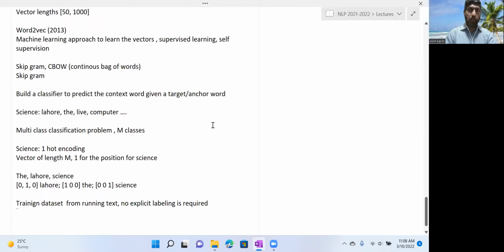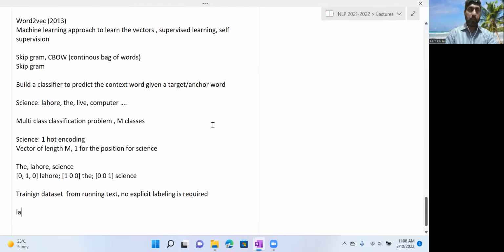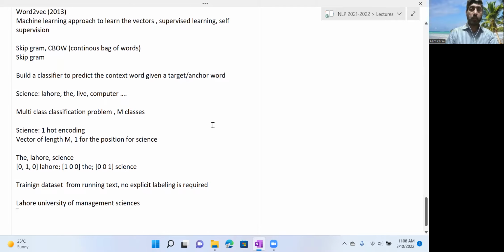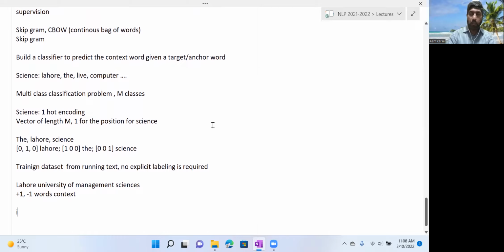Okay. So let's say again, take the example of my running text, Lahore University of... Of course, this is just a small example. And let's say you have to define a context window also. So again, let's say I define a context window of +1 and -1 word context. And now I'm going to write input, output word pairs.